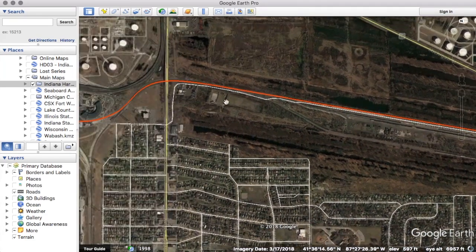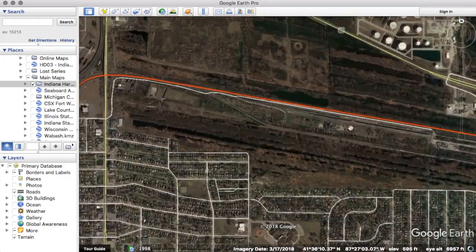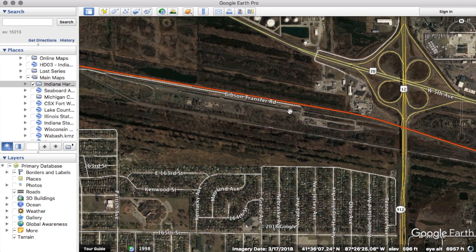I believe this is not Gibson Yard. This is the main Gibson Yard back here this way. This is a smaller yard that was used for Gary and Western traffic through the city of Gary, Indiana, and other businesses and industries along the route for the Gary and Western.